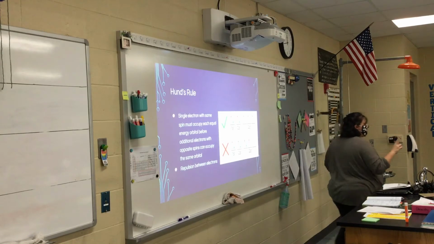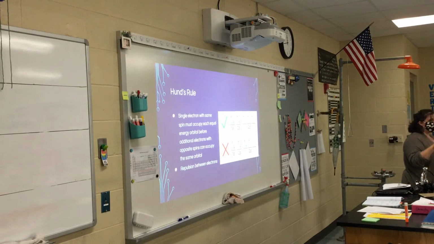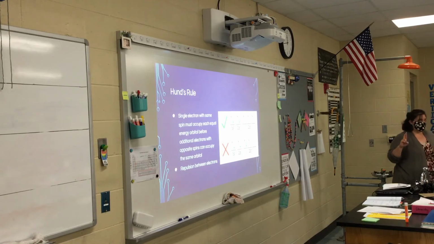One of them is that when we put 2 electrons in an atomic orbital, they're closer to each other. And electrons repel each other. More repulsion means higher energy. So we can't do that.